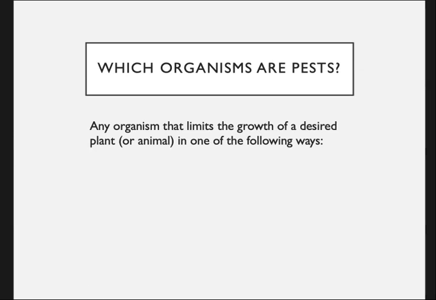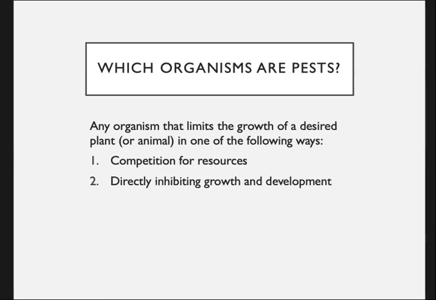So first, the pest might directly compete with resources with, say, your crop plants or animals on the farm. So competition is a big one. Directly inhibiting the growth or development. A good example here are weeds that release allelochemicals into the soil that will actually prevent the germination of some plants. So they're directly inhibiting the ability of that plant to germinate and grow. So that would be considered a pest.